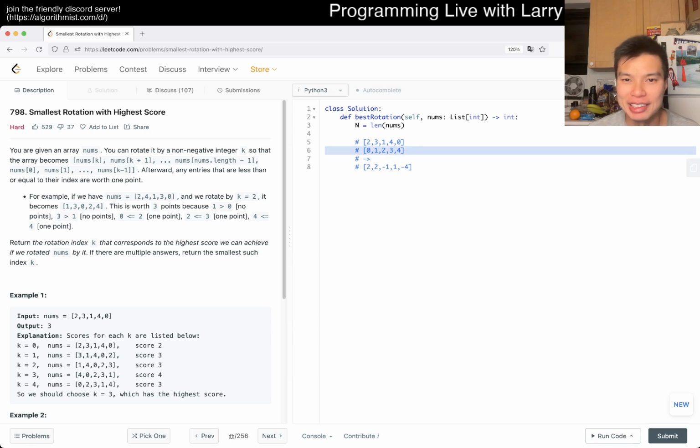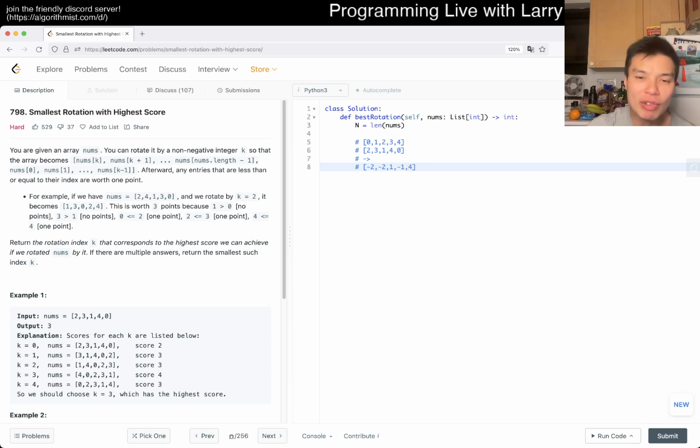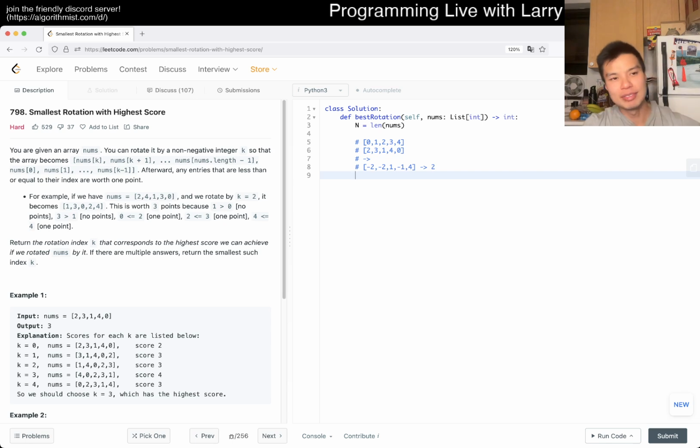Okay, so I have it the other way. So now here you could say -2, and then 1, -1, and 4. The reason why we want this is because now you can see that this score is 2, because there are two positive numbers. And I like to do it this way, and you may ask, why are you doing this? Because I had an idea that it would be cheaper to do this.